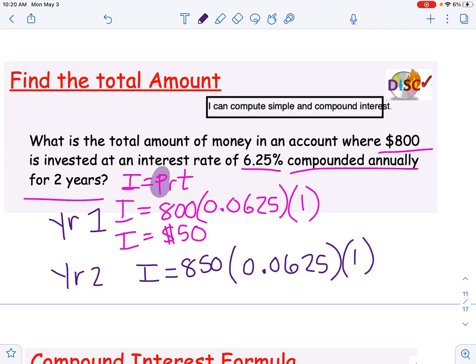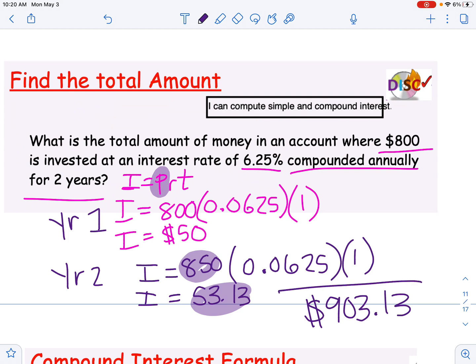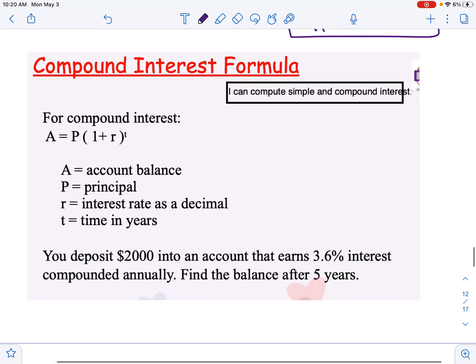850 times 0.0625. And now we get the interest after year 2 is $53.13. So now my total is going to be that principal plus the interest. So my amount is now $903.13 after 2 years. So what happens is it goes year by year and it's charging interest on your interest.